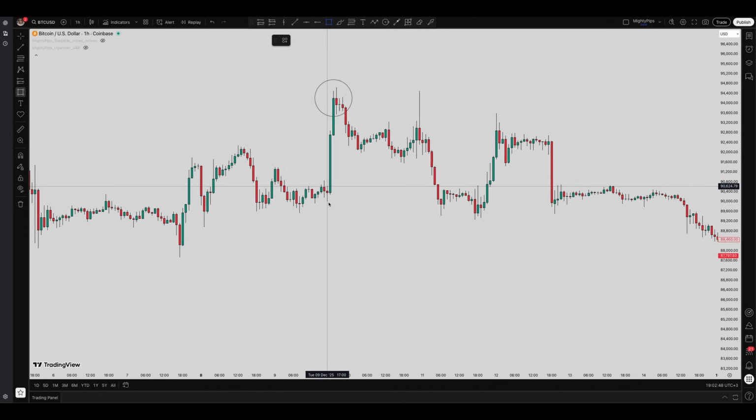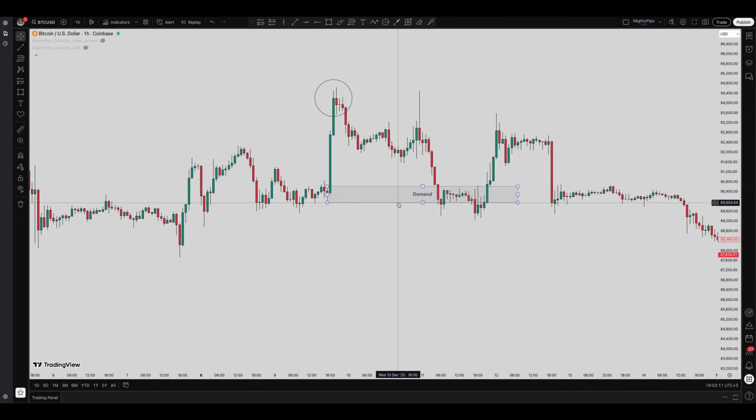For example, this candle here created a demand zone, but that demand zone did not hold because it was violated. You can see when the market came back to the demand zone, it broke below the demand zone, but it became choppy around that demand zone.